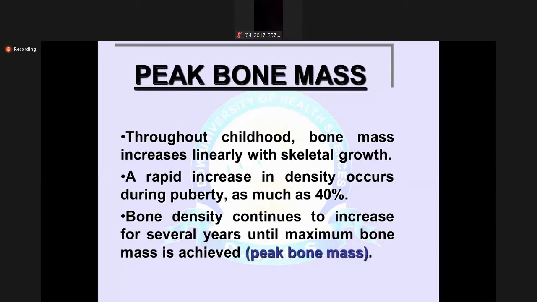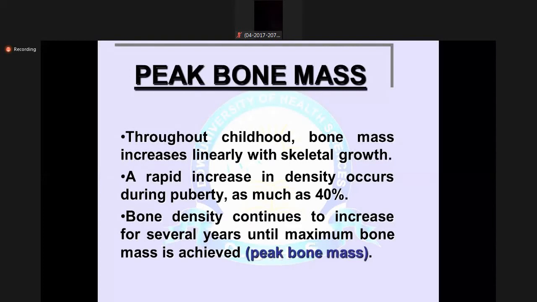So throughout childhood, bone mass increases linearly with skeletal growth, through bone modeling, which involves the growth of bone, the ossification, the calcification. A rapid increase in density occurs during puberty, as much as 40%. By osteoblastic activity, the cartilage is converted into bone, and in adulthood there is about 65% bone mass and 35% cartilage.